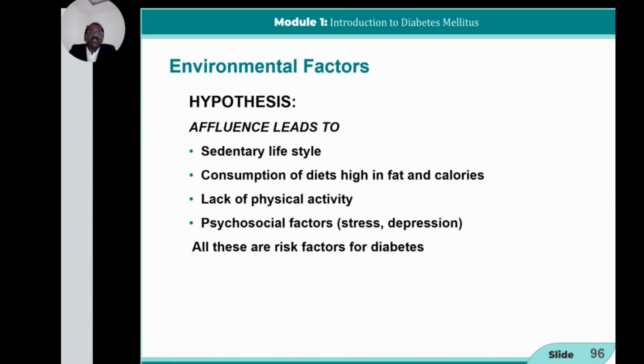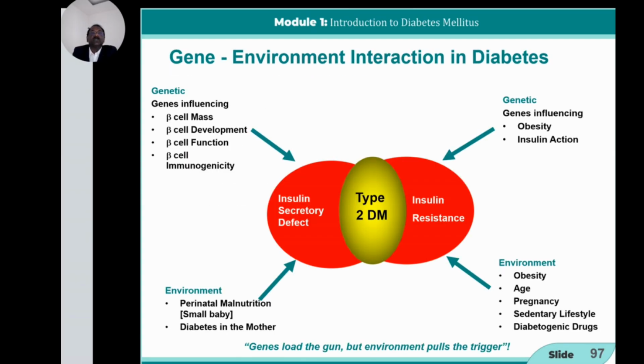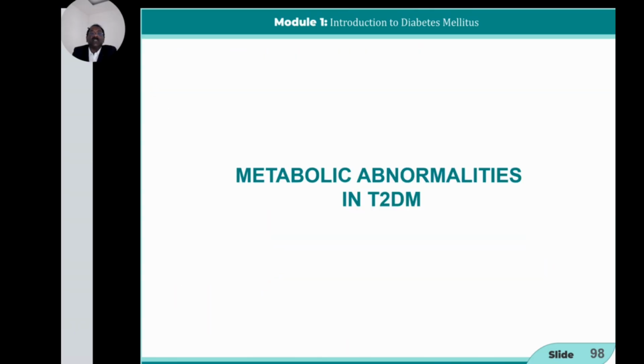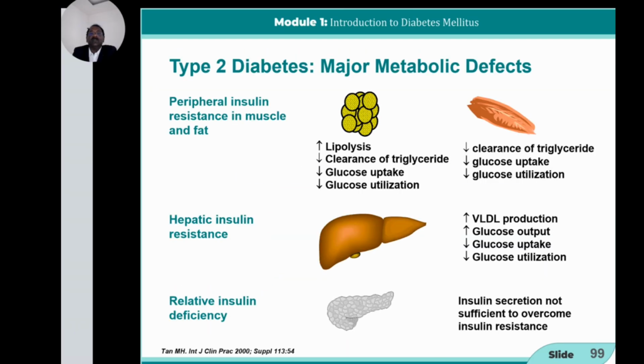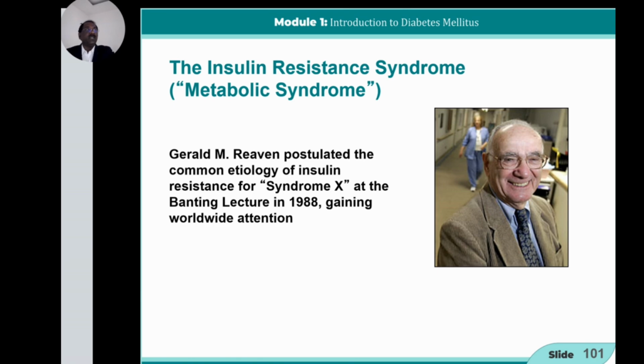All of you have these risk factors. You have physical inactivity, a sedentary lifestyle, and diets rich in calories, and psychosocial factors are also very, very high in our profession. Stress, strain, deprivation, etc., are very high. So this is the gene and environmental interaction, with metabolic abnormalities and major metabolic defects.